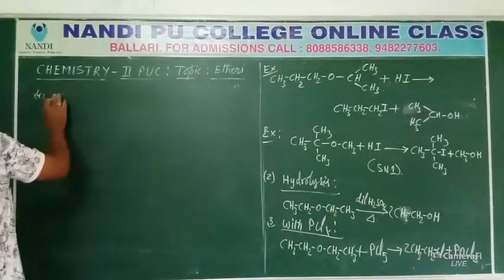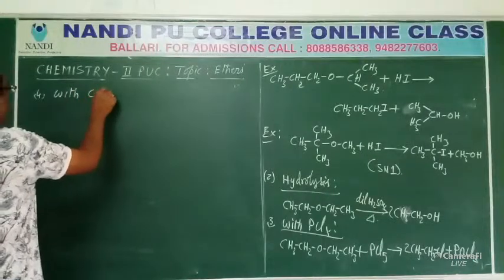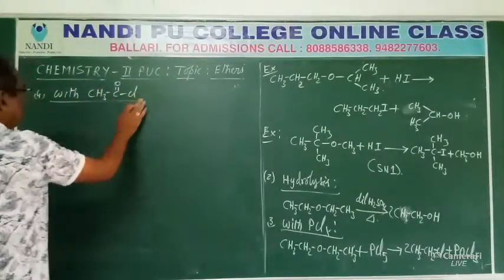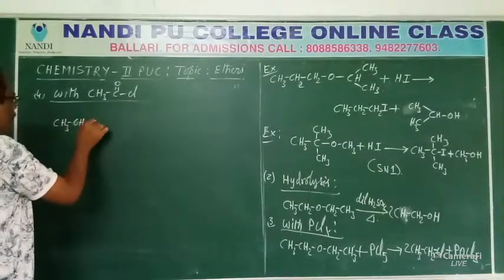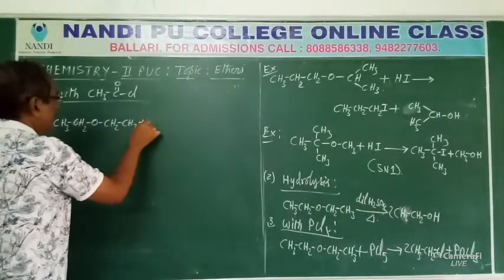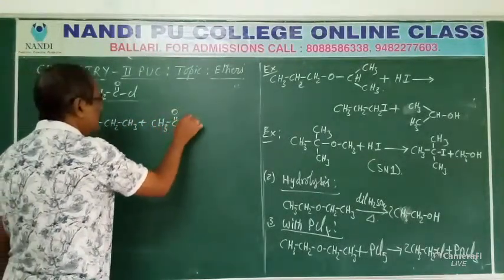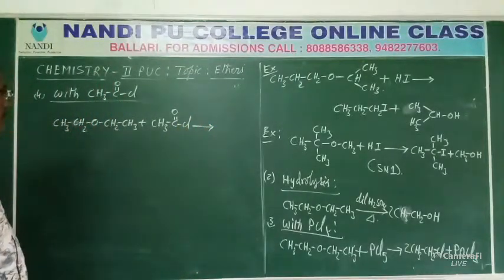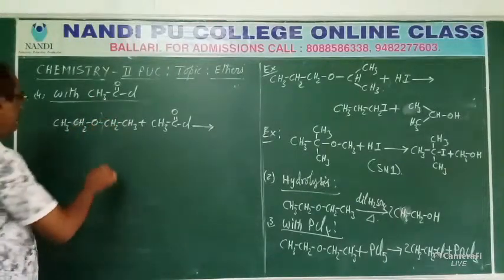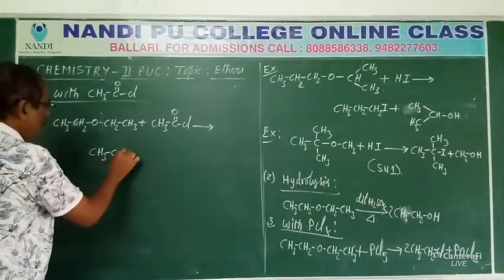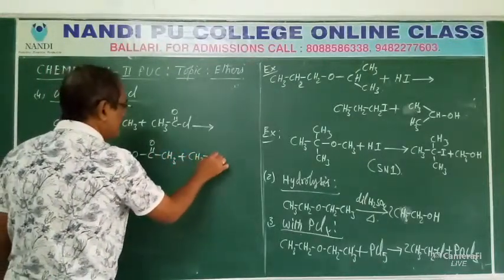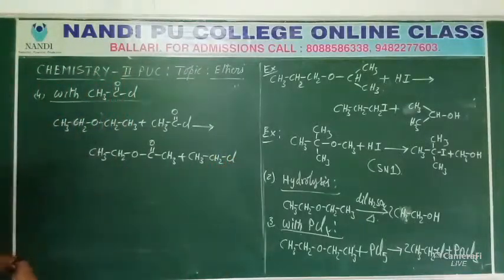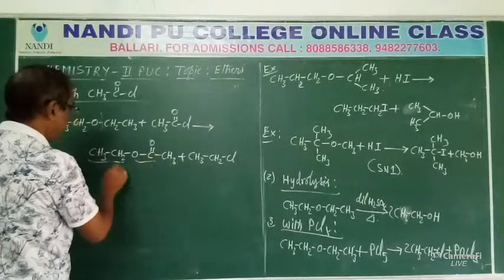Next one, with acyl chloride, CH3COCl. Then what will happen? You take diethyl ether only. I am taking a very common ether, CH3CH2OCH2CH3 plus acyl chloride, CH3COCl. Right, children? The bond is cleaved in such a way that what is the product here? CH3CH2OCOCH3 plus CH3CH2Cl. You will get an ester. What is this ester? Ethyl acetate. This is ethyl and this is acetate. Ethyl acetate.